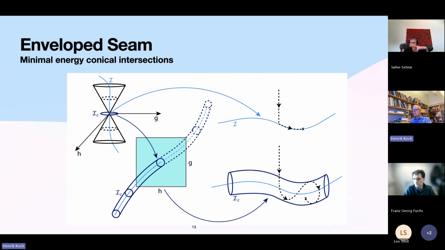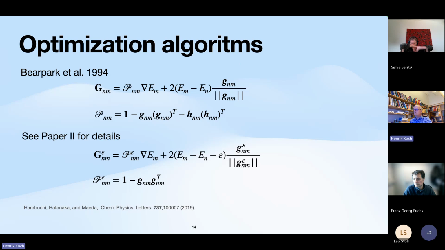But the question is, can you stay away from the seam and then still get reasonable minimum energy conical intersection structures in this way? And this is actually what it turns out to be. Now, I don't want to go into the details of the optimization, but we only use gradient information in order to do the optimization, and you can look in paper 2 in order to see how that is done.